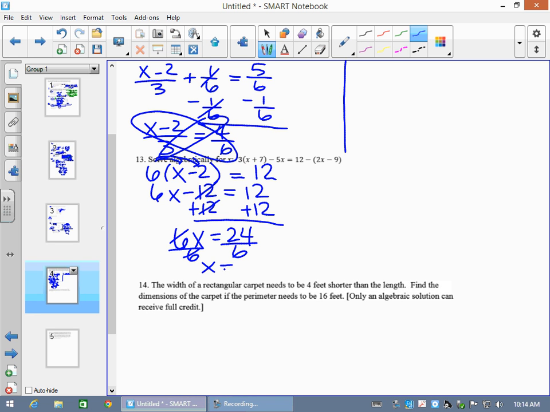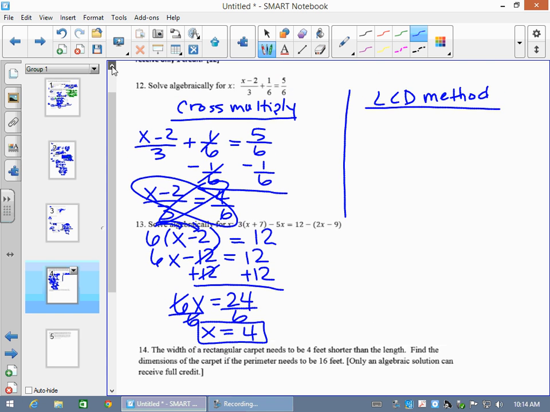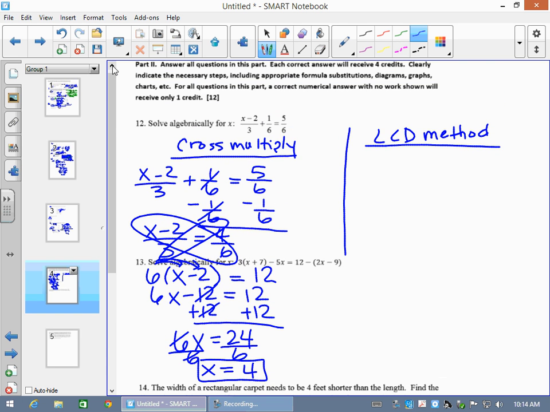Now that's only one way I could have approached this problem. The other way would be to use the LCD. So I'm looking at my denominators. I have denominators of 3 and 6. And if I think about the multiples, 3, 6, 9, and 6, 12, 18, 6 is going to be the least common multiple between 3 and 6. So I want to multiply by 6, since that's my LCD. So if I rewrite this again, plus 1 over 6.